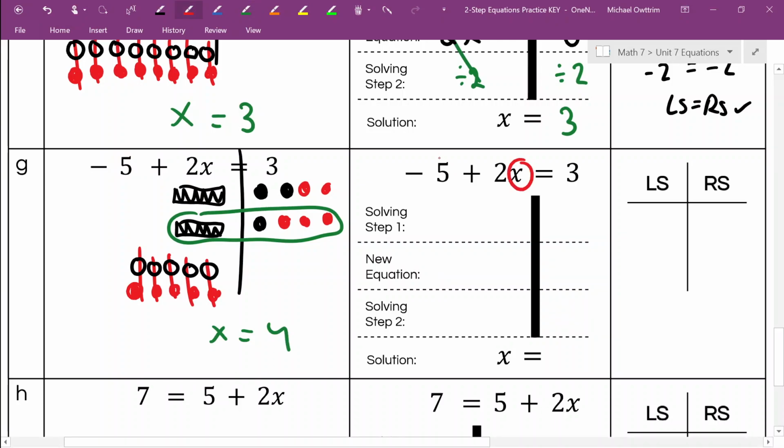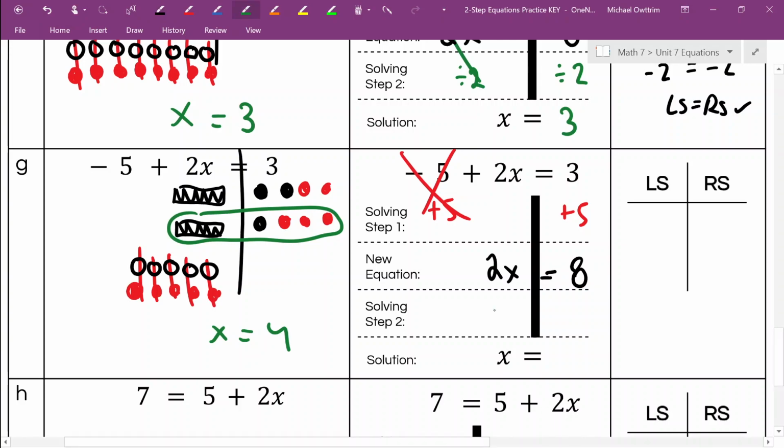And then we can do our symbolic work. So here's our x. It is being added to that. We are adding negative 5. So what's the opposite of negative 5, or what would cancel with minus 5, is plus 5. And we'll do that to both sides of the wall. Minus 5 and plus 5 cancel out, leaving us with our 2x, black. And on the other side, 3 plus 5 is 8.